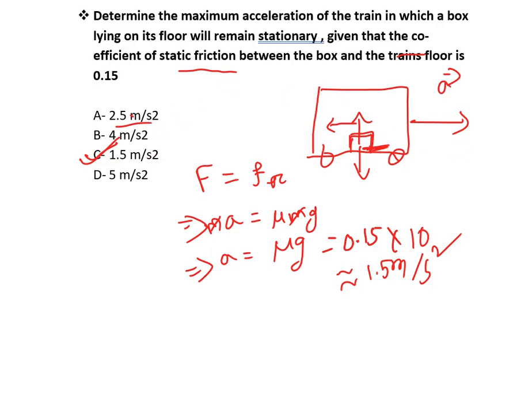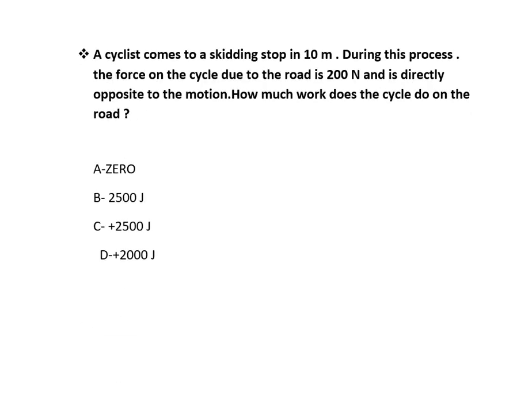So next, question number 7. A cyclist comes skidding and stops in 10 meters during this process. The force on the cycle due to the road is 200 Newton and directly opposite to the motion. How much work does the cycle do on the road? So we have to find that. Read the question carefully. It's asking how much work the cycle does on the road.